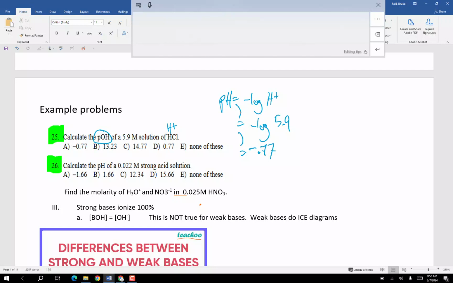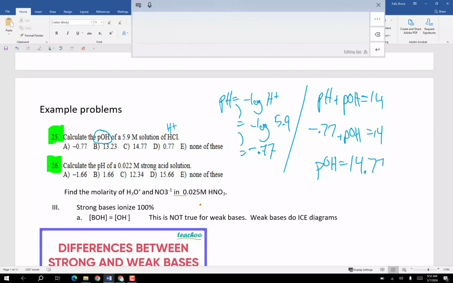Now, this one asks for pOH. So I need to know that pH plus pOH equals 14. And negative 0.77 plus pOH equals 14. So pOH equals 14.77. See, I told you sometimes we'll get above 14, and sometimes we'll have negative numbers. Not too shabby. All right.